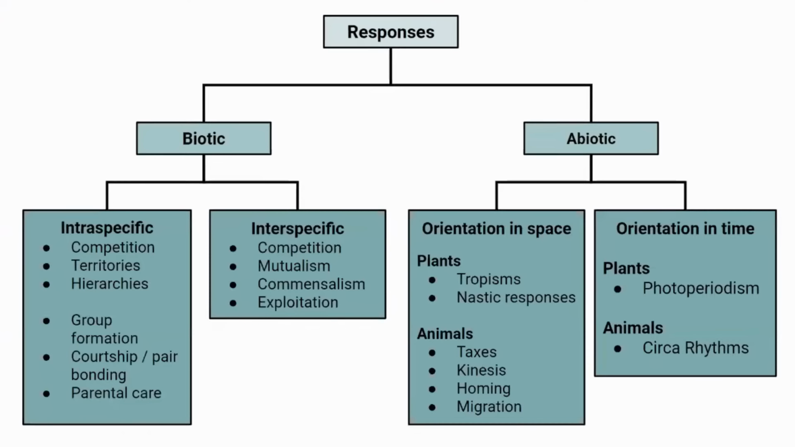The key idea is around how animals and plants respond to their external environment and the adaptive advantage of those responses. So pretty much, why do they do it? We can split the external environment up into looking at biotic, the living environment, both members of the same species but also members of a different species as well. And we can look at how they respond to their non-living environment. So we look at their orientation spatially but also in time as well.